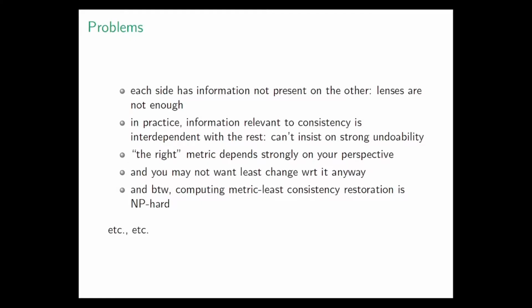So, problems we have. Each side has information that's not present on the other, and so lenses are not really enough pragmatically for our ideal situation. And in practice, information that's relevant to consistency is interdependent with all the rest of the information, so strong undoability is too strong a condition to expect to be able to insist on. You can start thinking about metrics for least change. You can say we would like to make the smallest change available, but what counts as a small change will depend strongly on your perspective, and actually you might not want least change with respect to it anyway. There's a lot more I could say here, but time forbids. And by the way, once you've specified a notion of metric least change, you can show that it's NP hard to do it anyway, so that's a bit sad, and that's all in the paper I referenced a moment ago.